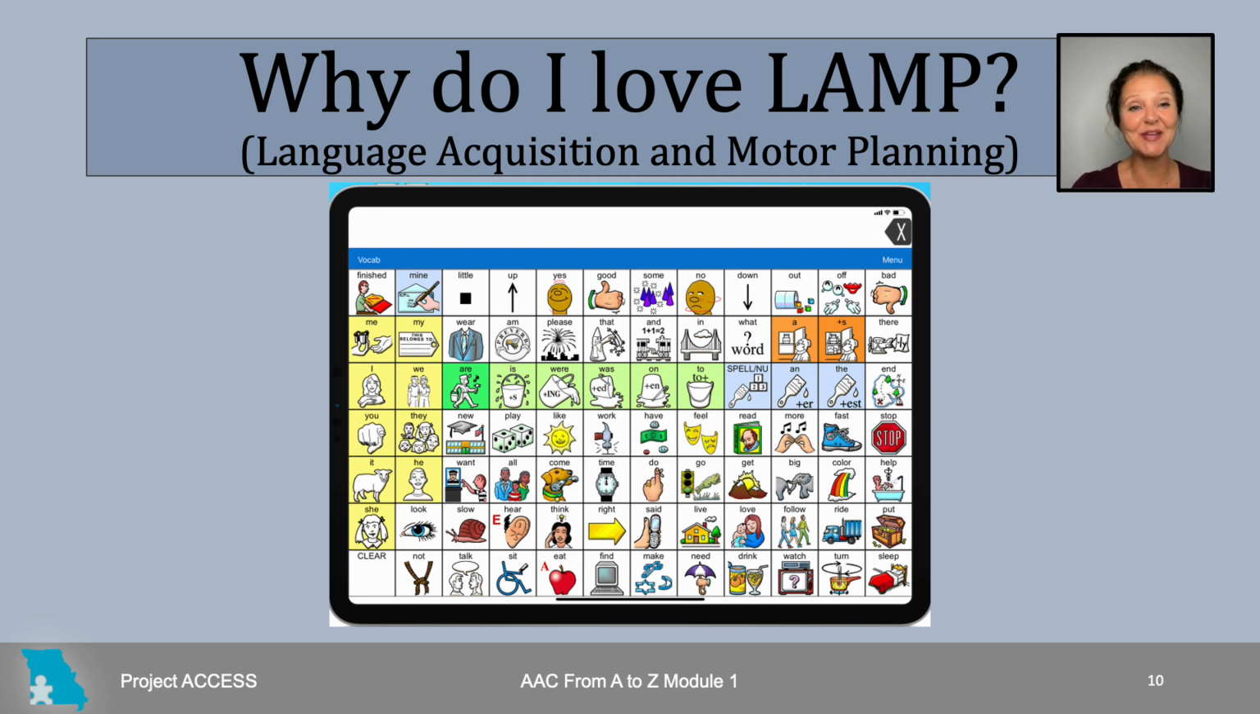Okay, so now I'm going to get to talk about my love language. And my love language is the LAMP, the Language Acquisition and Motor Planning system. And the reason I love this is because it follows the developmental sequence of learning language, and it's one of the only systems that does this.